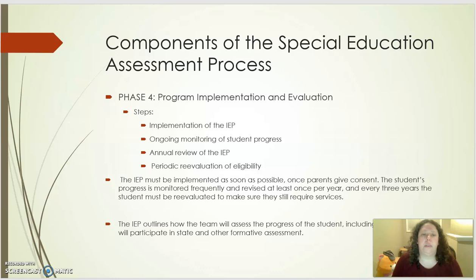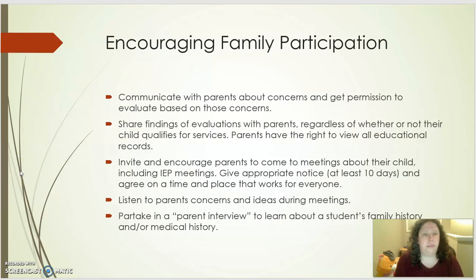Phase 4 is the program implementation and evaluation. You actually go about following the IEP, and this also includes a continual cycle of monitoring and evaluating student progress. There must be at least a once-a-year review of the IEP and a periodic reevaluation of eligibility. Again, parents must be informed of this process. Encouraging family participation is very important.